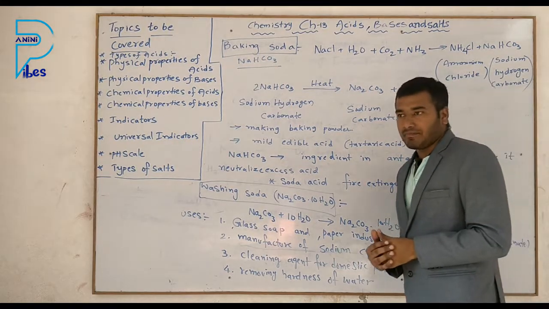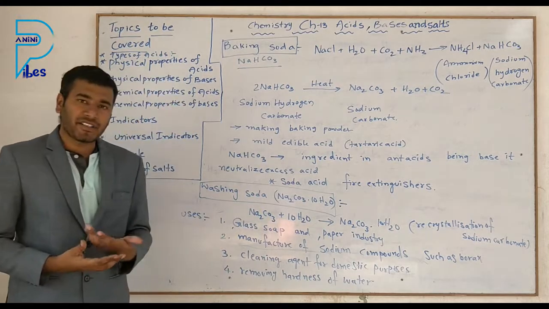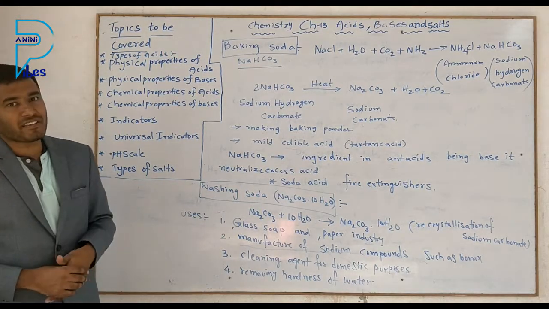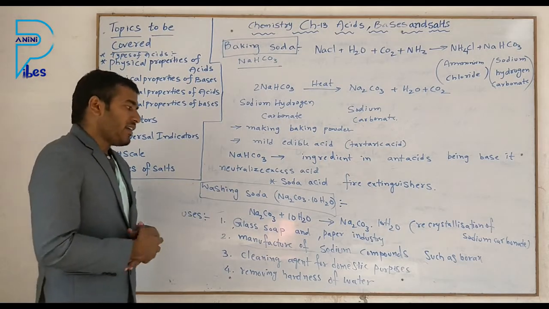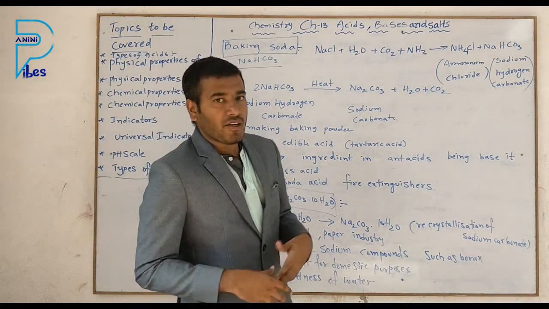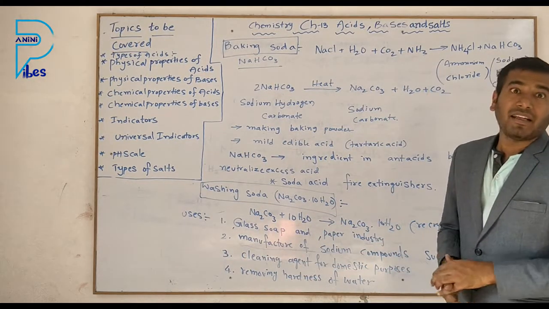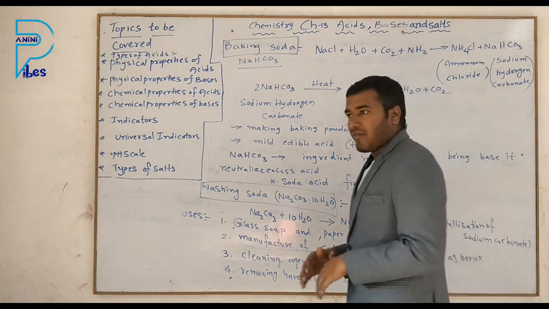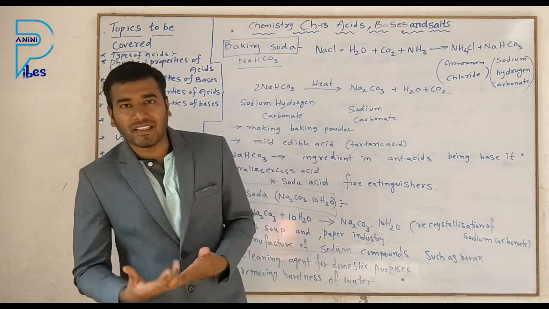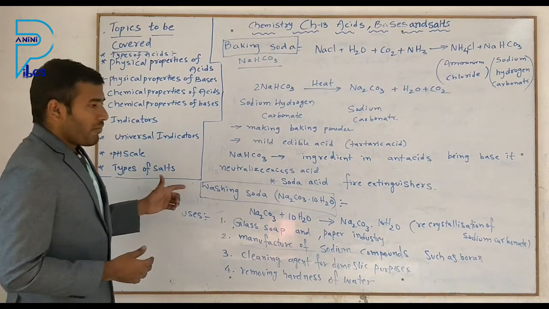This washing soda we are using in the glass industry and paper industry, and next, in the manufacture of sodium compounds such as borax, and it is used as a cleaning agent for domestic purposes. And this washing soda removes hardness of water and brings softness to the water. Okay, this is the washing soda.